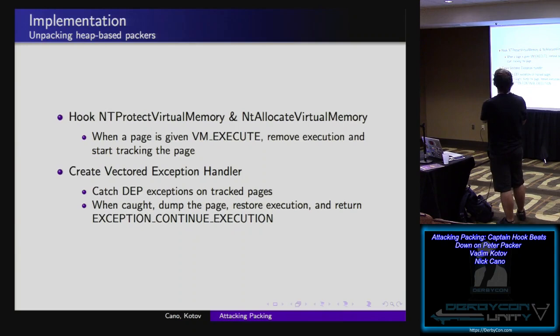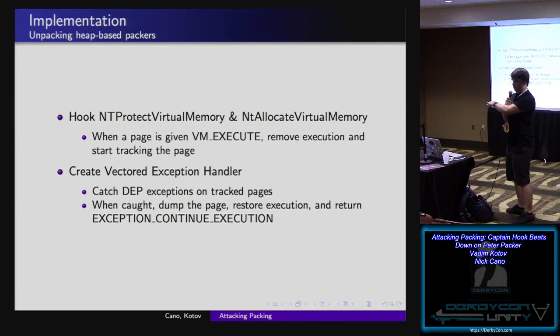And then we have a vectored exception handler, and we catch DEP exceptions, data execution prevention exceptions. When we see a DEP exception come through, we know execution happened on memory that wasn't executable. Then we'll check if it was one of our tracked pages that we removed execution from. If so, it was probably unpacked there, so we dump that from memory.